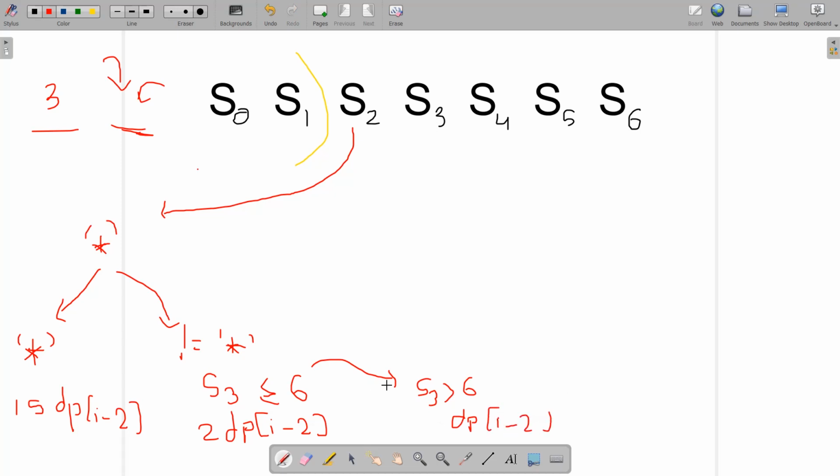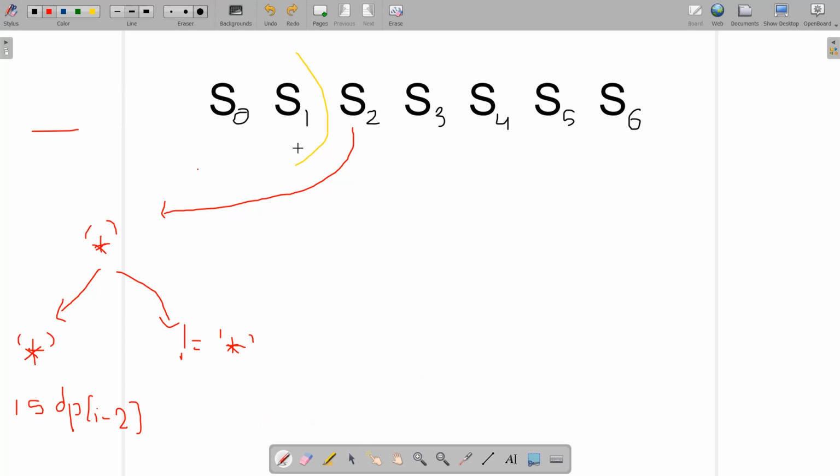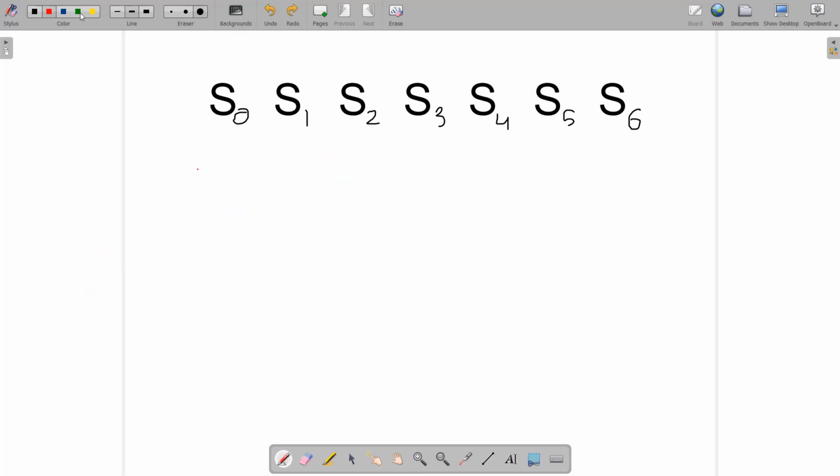Okay, now what about when S2 is not equal to star? When S2 is not equal to star, I need to also consider all the possible values. So let us erase it over here, because space is not enough. Okay, so this is the partition, I should have to keep it. So if S2 is not equal to star, it means that it consists of either digits. So I need to talk about 1, I need to talk about this 2.